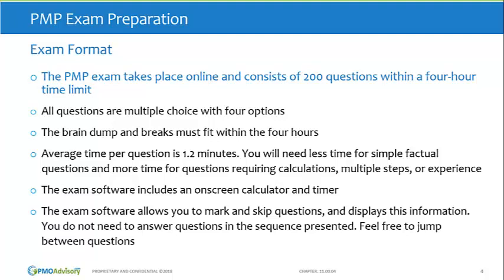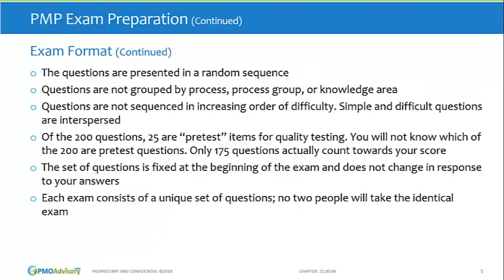The questions are presented in a random sequence, so they're not grouped together by a process group, or knowledge area, and they're also not sequenced in any order of difficulty. So questions on a variety of subjects and simple and difficult questions will be all mixed up. 25 of the questions are beta questions, but you don't know which out of the 200 are the pre-test questions.